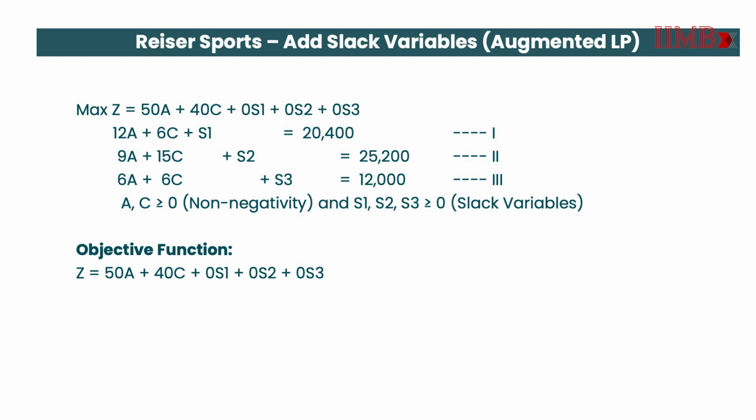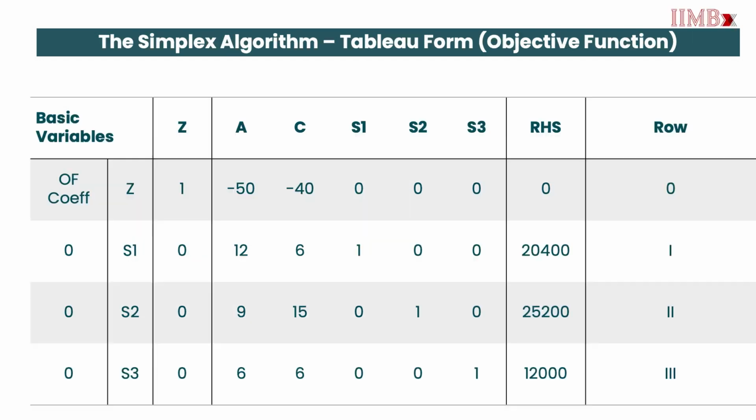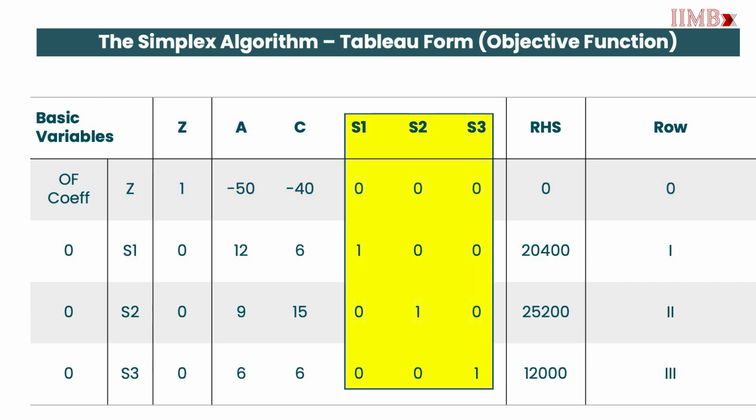Now, we can convert this to an equation by bringing all the variables to the left-hand side. So that is essentially Z minus 50A minus 40C minus 0S1 minus 0S2 minus 0S3, and then we equate it to 0. And this is what then we transfer onto the simplex tableau. So that is then row 0, which reads as Z minus 50A minus 40C plus 0S1 plus 0S2 plus 0S3 is equal to 0.